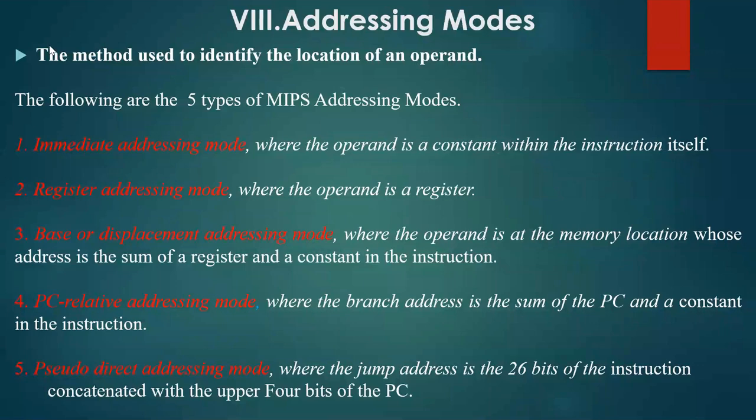Usually to perform that, we mainly have five types of MIPS addressing modes. So what are the five types? One is the immediate addressing mode, register addressing mode, base or displacement addressing mode, PC relative addressing mode, and pseudo direct addressing mode. What is the immediate addressing mode? Immediate addressing mode is where the operand is a constant within the instruction. So if the instruction has a constant, that is called the immediate addressing mode. If the instruction has a register as an operand, we name it the register addressing mode.